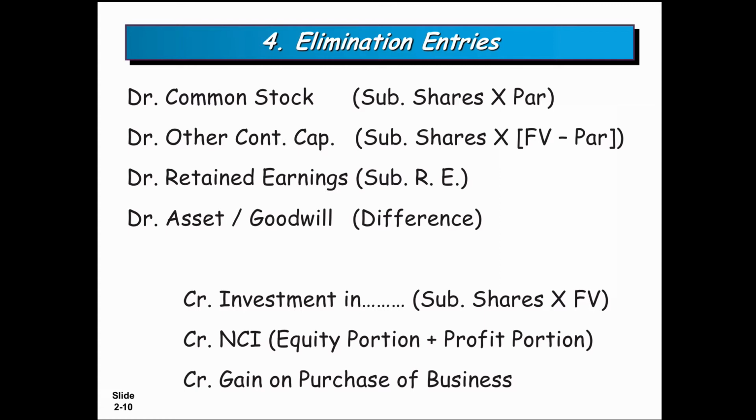We credit investment in subsidiary company, where we put the number of shares of the subsidiary multiplied by their fair value. NCI, which is the non-controlling interest, we put their equity portion plus their profit portion. And then if we get gain on purchase, as I said earlier, if the cash we paid is less than the net identifiable asset, then we create gain on purchase.